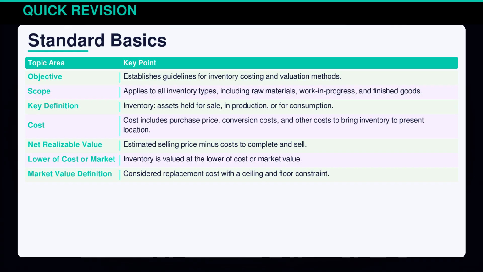ASC 330 sets clear guidelines for inventory treatment, covering all types from raw materials to finished goods. Inventory costs include purchase and conversion expenses. The standard requires valuing inventory at the lower of cost or market, with market value defined by replacement cost limits. Understanding these basics ensures accurate financial reporting and compliance.